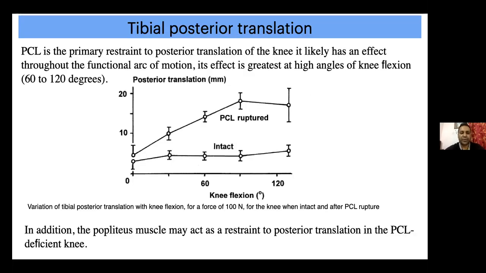If we talk about tibial posterior translation, as we all know, the PCL is the primary restraint to posterior translation of the knee, and its effect is throughout the functional arc of motion, and its effect is greatest at high angles of knee flexion.